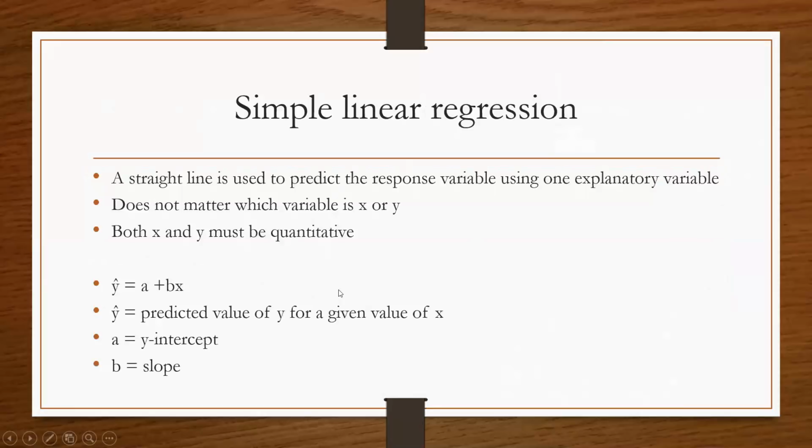And then you've also got simple linear regression. So it's a straight line that is used to predict the response variable using the explanatory variable. It does not matter which one you select as y or x because it should, either way, give you the answer. So the equation is y hat equals a plus bx, where y hat is the predicted value of y for a given value of x, a is the y-intercept, and b is the slope. If it looks familiar, there's a reason. It's pretty much like y equals mx plus b, just with a very little amount of substitution. So just a little bit of going back to algebra there.